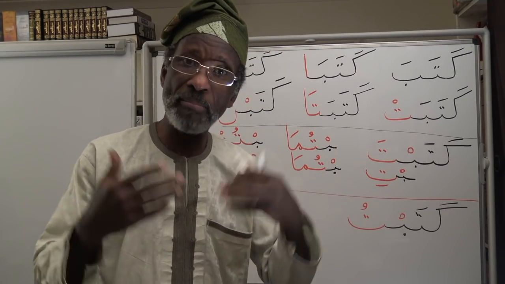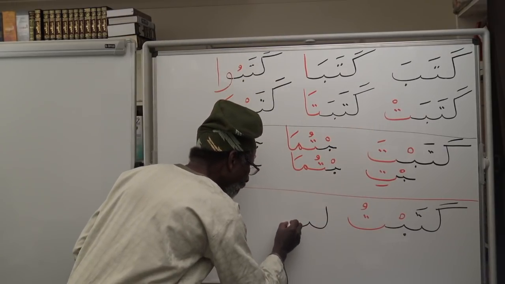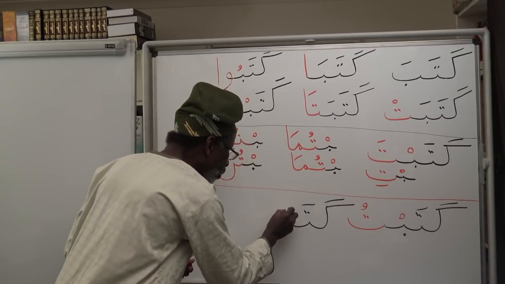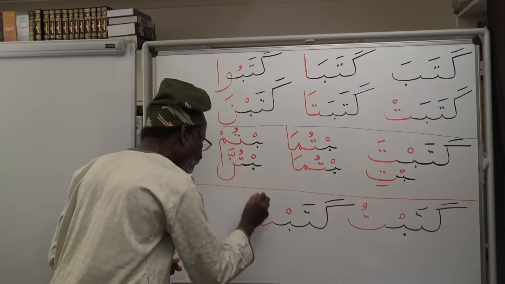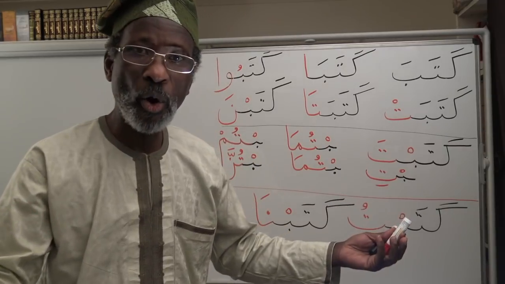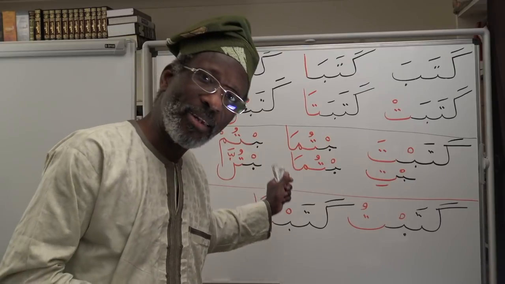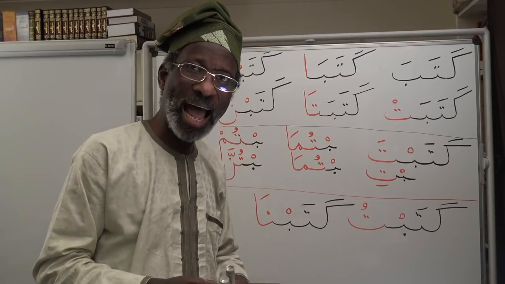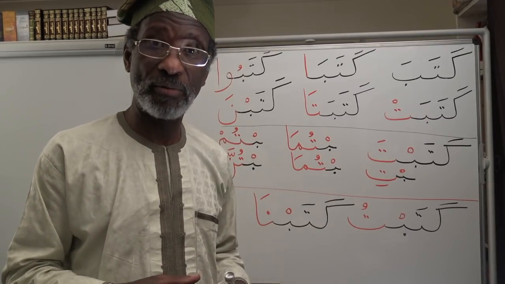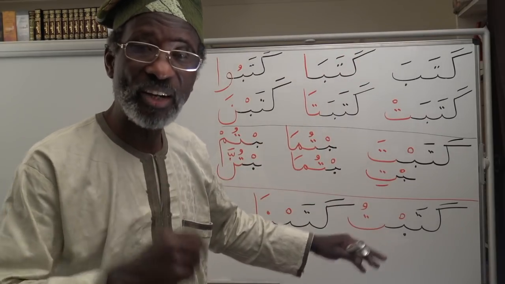So two of us, millions of us, say katabna. You add your katab, and then the same sukun, and then add na ending. Katabna. Your basic conjugation is done. Come on, learn this for me. Relax. And don't just rely on the memorization of the table. Now understand where it's coming from.